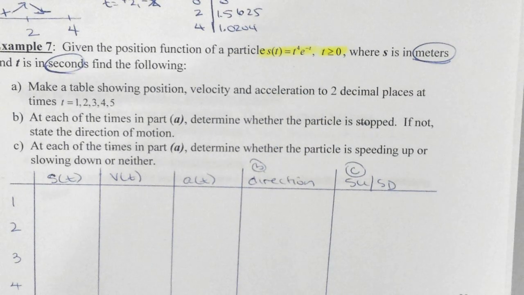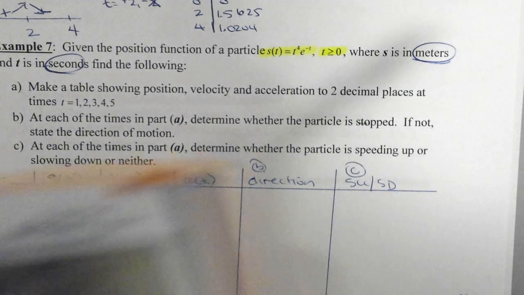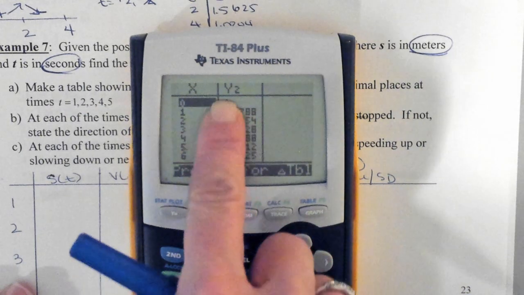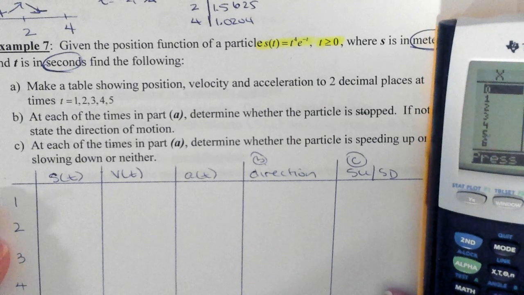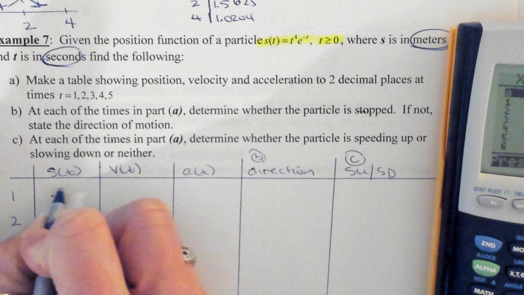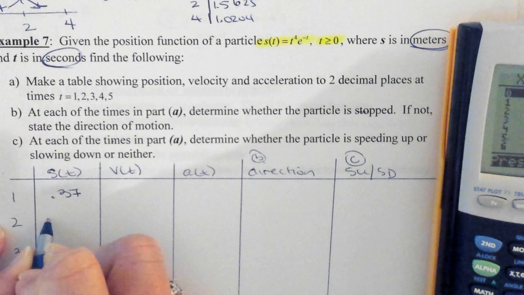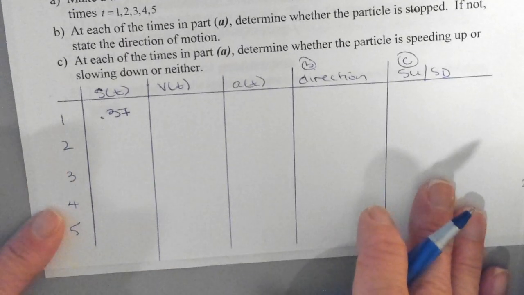Okay, so if you have anything else in there, either get rid of it or unhighlight it. And I'm going to go into the table. So these are all my positions right here at the given time. So that means at time 1, I have 0.3679. Actually, it's set to 2 decimal places, right? So 0.37. What about time 2? I know I have the answer. I'm waiting for you.